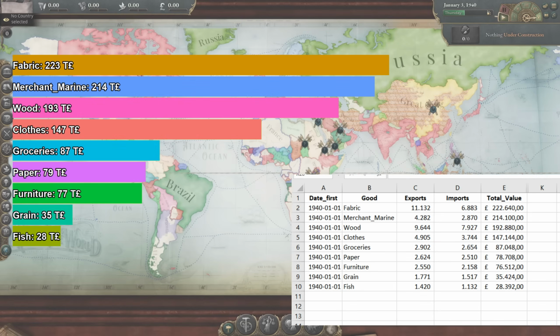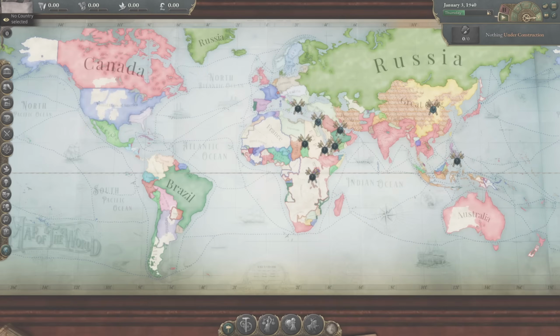Okay, staple goods. Fabric is leading both in total value and number of exports. I guess this is mostly cotton, so everyone can produce clothes themselves. And trading merchant marine is like trading trade capacity, which I find quite funny. But trading a lot of fabric and wood feels like the AI might be inclined to trade goods which are locally limited, so to speak.